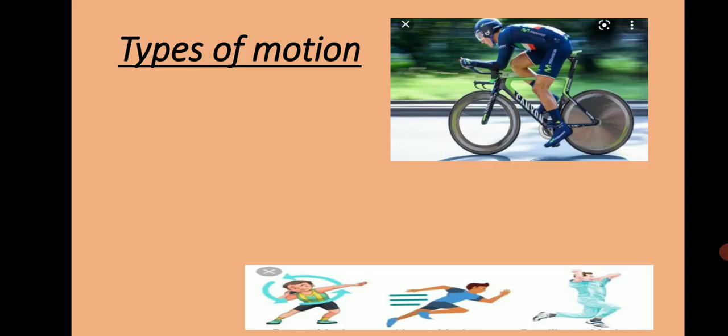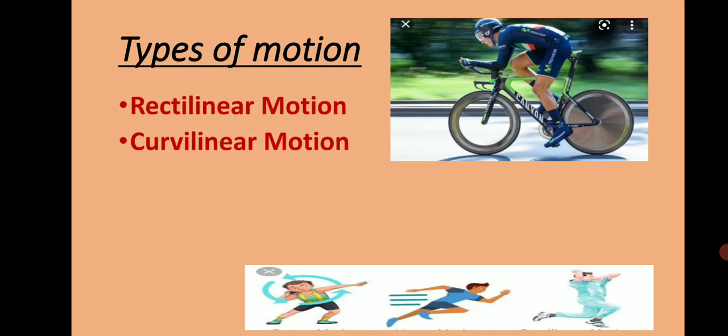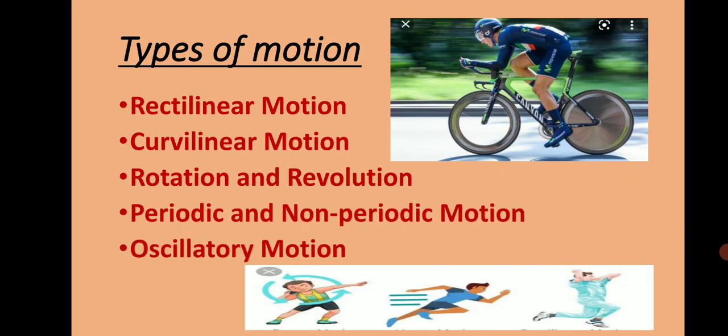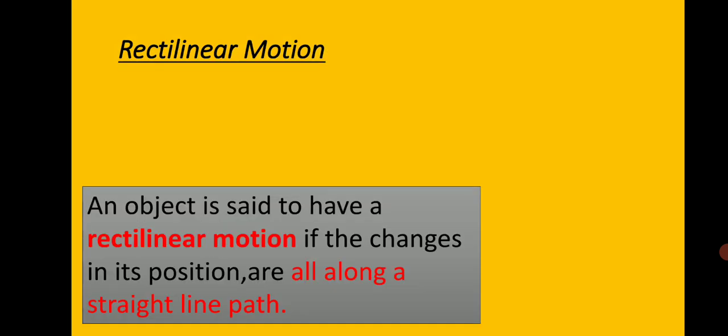Now, students, we also have types of motion. The types of motion are rectilinear motion, curvilinear motion, rotation and revolution, periodic and non-periodic motion, and oscillatory motion. Let's have a look at these motions. Rectilinear motion.